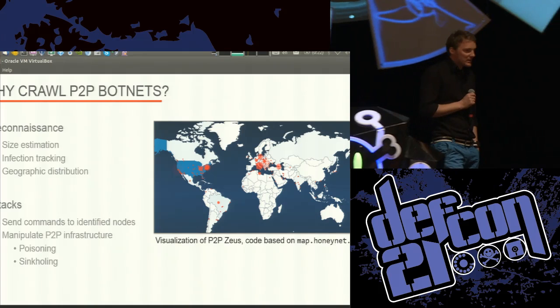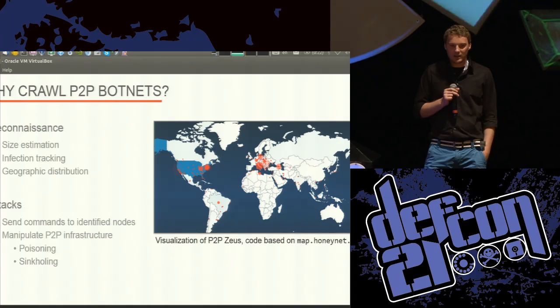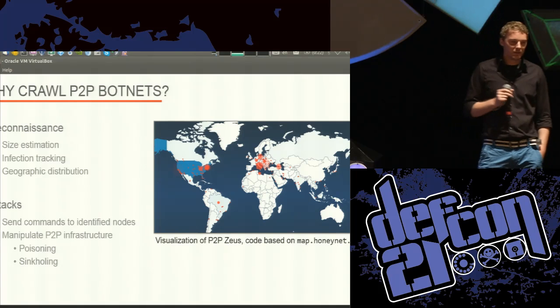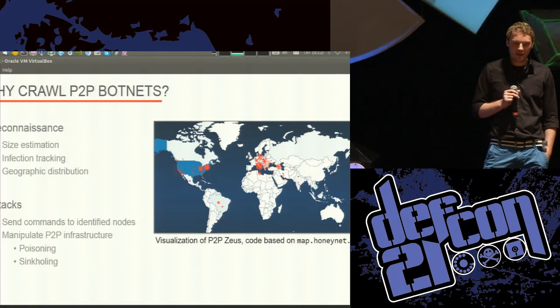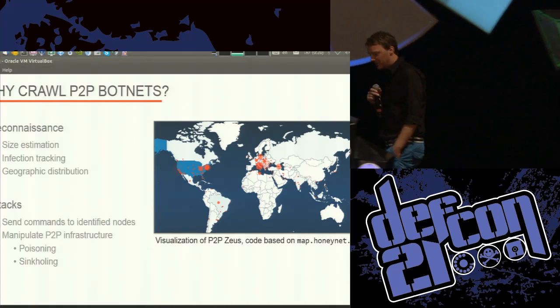I've already mentioned size estimation. If you talk to the press, they really like high numbers. So if you tell them ZeroAccess is 10 million infected machines large, they will love that. But next time you have to tell them the botnet is 15 million infected machines large or something.